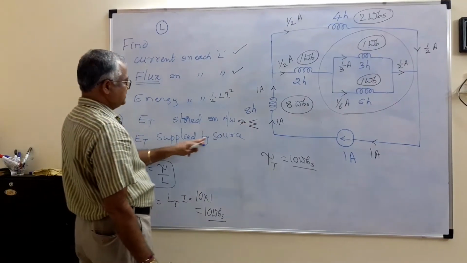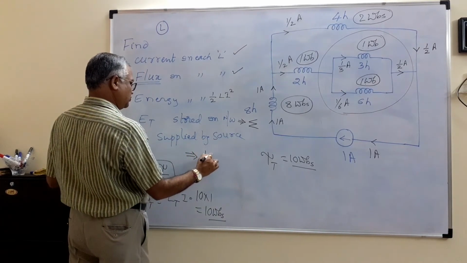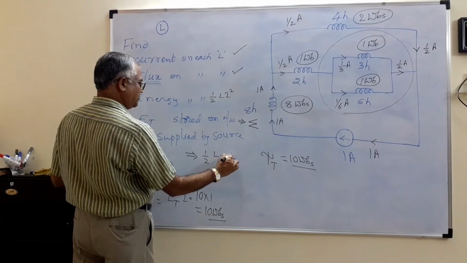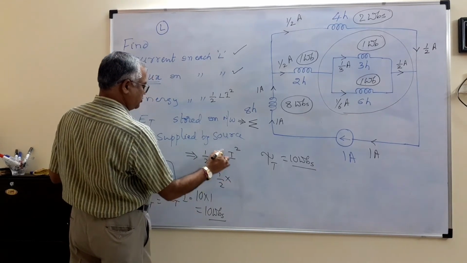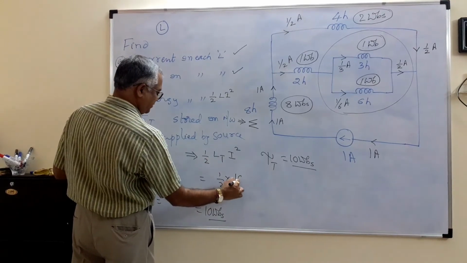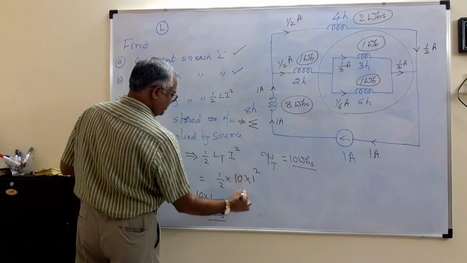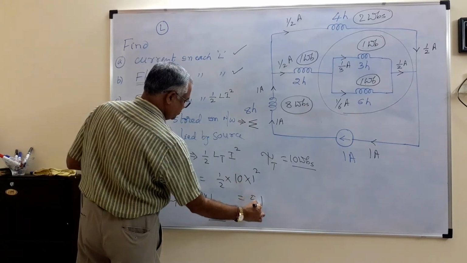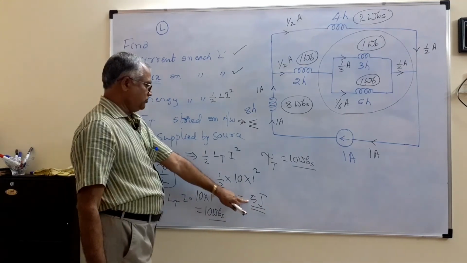What is the total energy supplied by the source? Half into L equivalent into I square. Half into, what is the total L equivalent? We got 10. Current we are sending is 1 ampere. So this is 5 joules. The E bit answer is 5 joules.